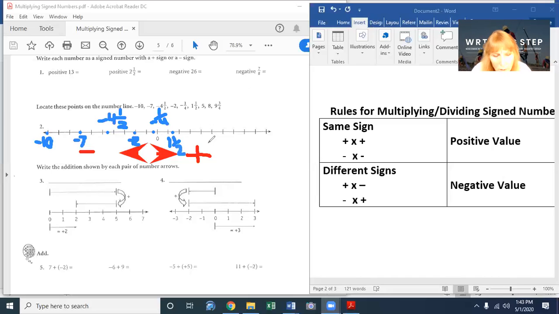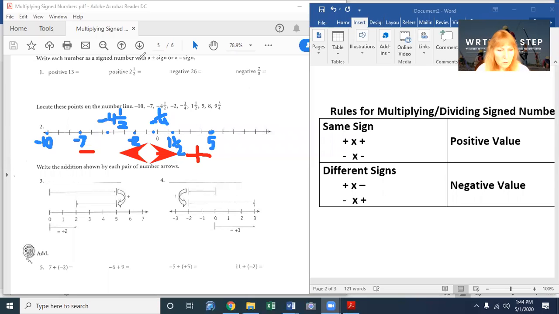1.5. And then we have 5. So let's count. 1, 2, 3, 4, 5. Right there. We'll call that 5. And I'm going to leave you to do the last couple, 8 and 9 3/4. I'd like to go on to look at number 3 for a second.